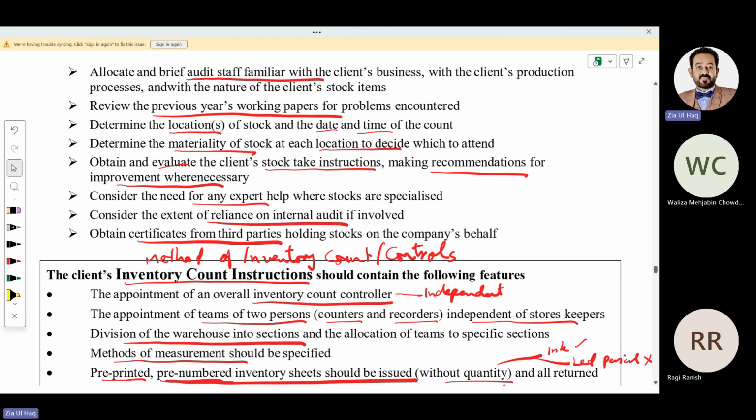These are the procedures the examiner can ask straightforwardly for even 5-6 marks. What are the procedures that an auditor needs to perform before count? Straightforward, 6 marks. If you know them, you can obtain 6 marks. If you haven't learned them, obviously you will be missing easy 6 marks.